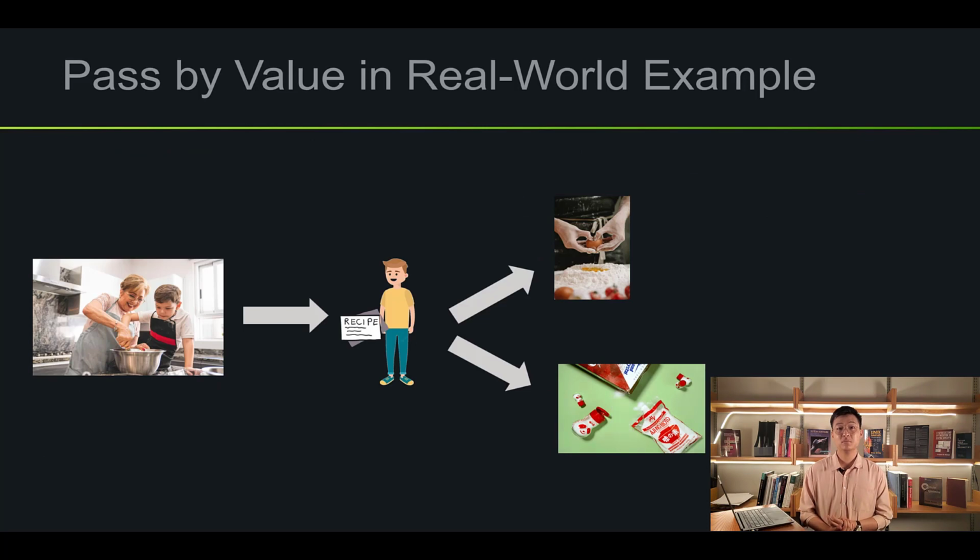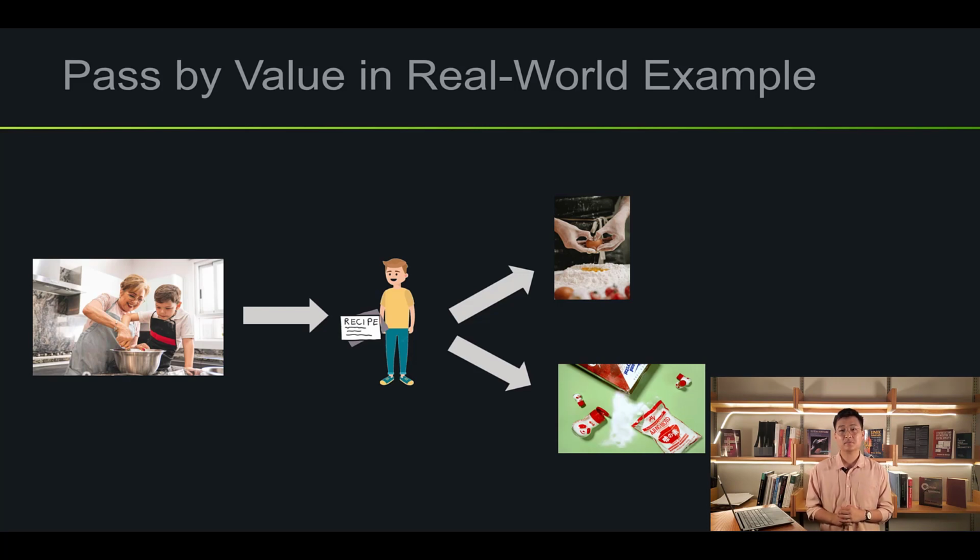Here's a real-world example of pass by value. Suppose my grandmother has a recipe book, and I visited her place. I like one of her recipes, so I decide to jot it down and make a copy of it. And then I take it back home. Now I could do whatever I want with a copied recipe. I could simply just follow the recipe, or I could make some changes to it by adding MSG because I'm not a good cook compared to her.